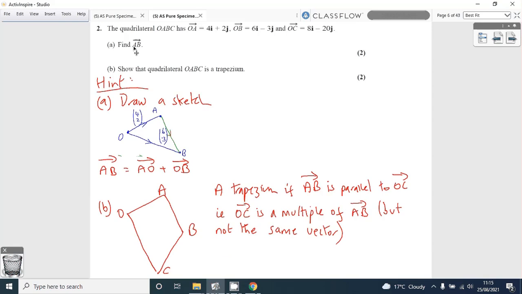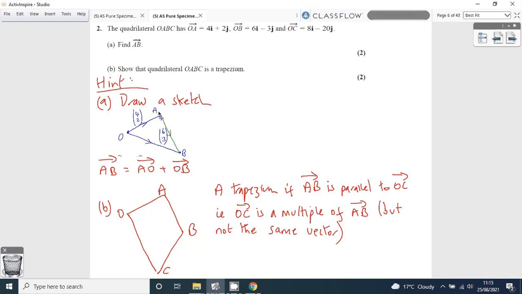Now, we're having to go from A to B, so we really need to have a look at the two vectors from O to A and O to B. So just a quick sketch to help us gather our thoughts. Remember, 4i plus 2j means 4 to the right and 2 up, or in column format, (4, 2). So going from O to A would be 4 along and 2 up, and going from O to B would be 6 to the right and 3 down, or (6, -3) in column format.